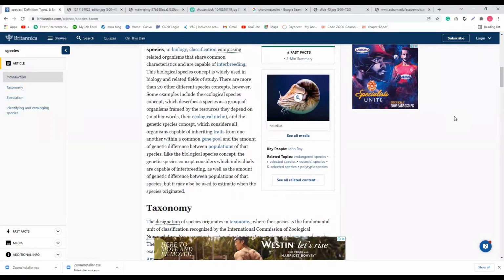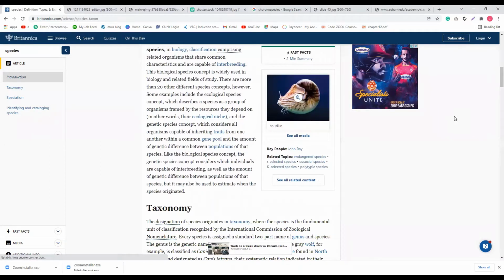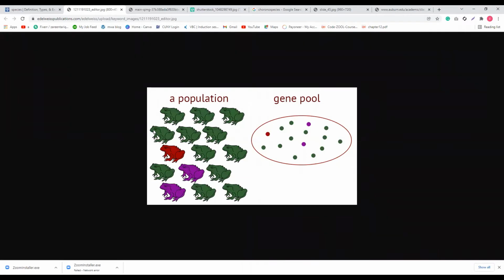Another concept describes a species as organisms that can interbreed and pass on their genes to the next generation within a population sharing a common gene pool. What does that mean? Let's see an example. These are the organisms. I can say this is the gene pool of this population of frogs: one red, two purple, and all green. This represents all the complete genetic information. A gene pool explains all the genetic variants within a population.